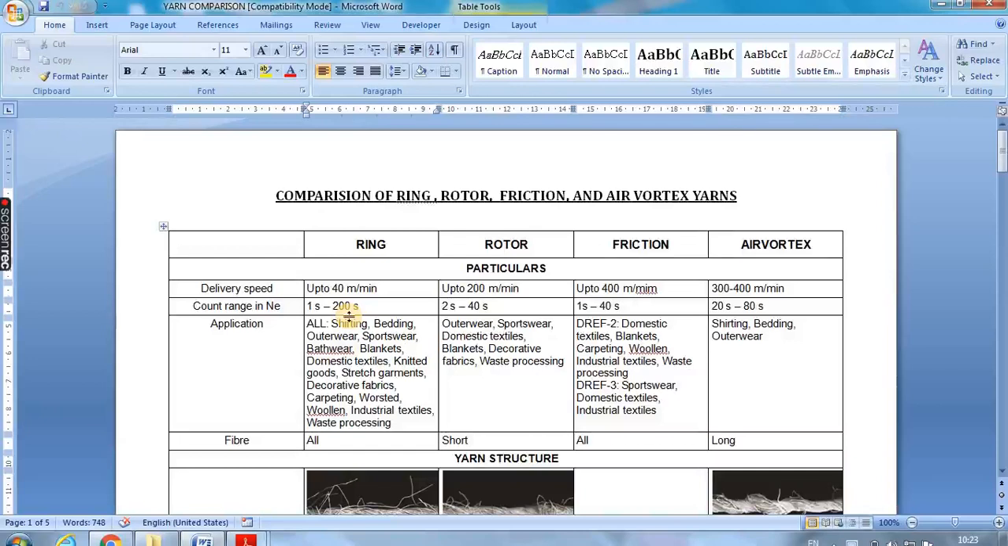Good morning everyone. Today we are going to see the comparison of ring and rotor yarn with respect to the yarn characteristics as well as the yarn structure.